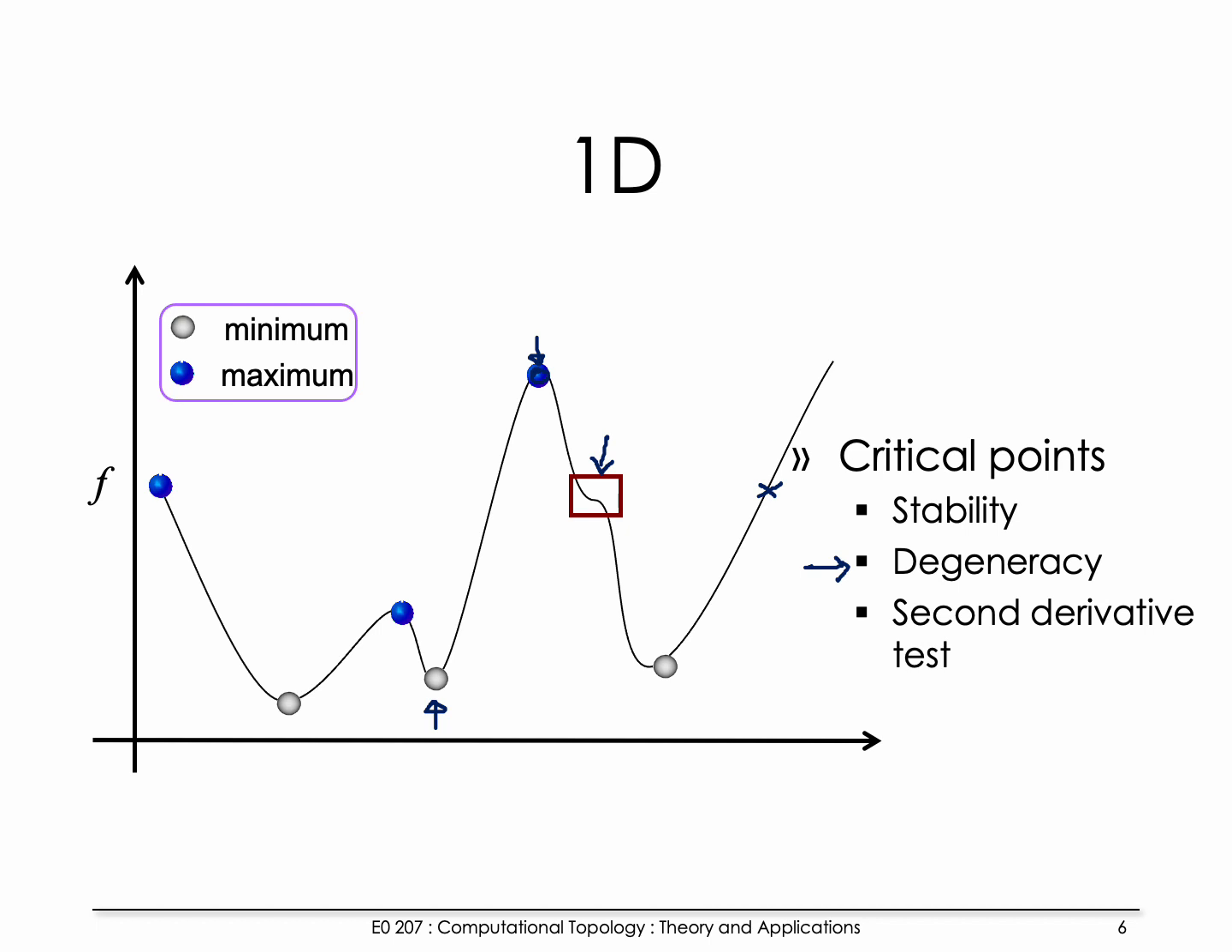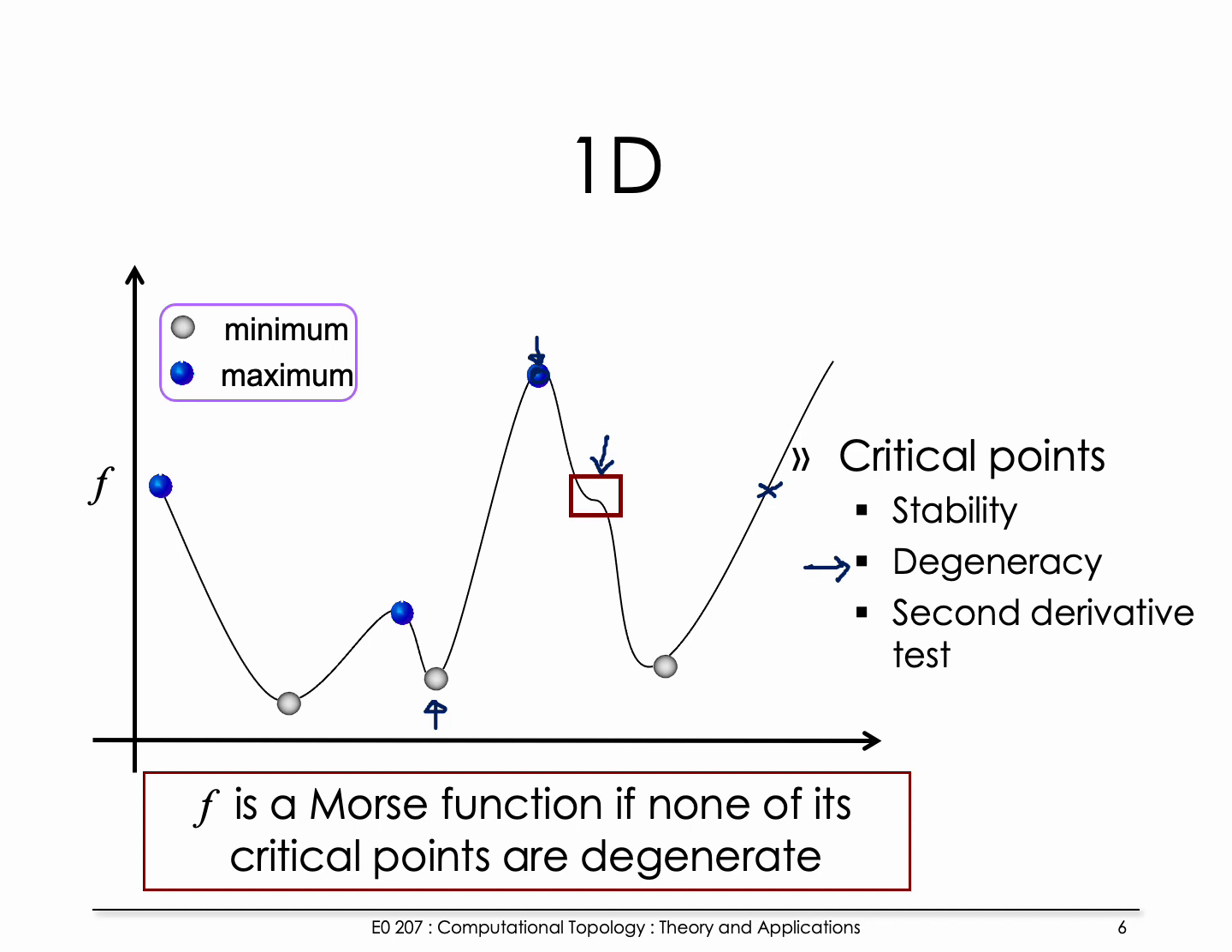We already know that this particular critical point is called degenerate because the second derivative at this particular point is 0. So it does not uniquely tell us whether the critical point is stable or unstable, whether it is a minimum or a maximum. This is a third type of criticality. It is a degeneracy. These are difficult to handle. So what we will do is consider functions that do not have such degenerate critical points.